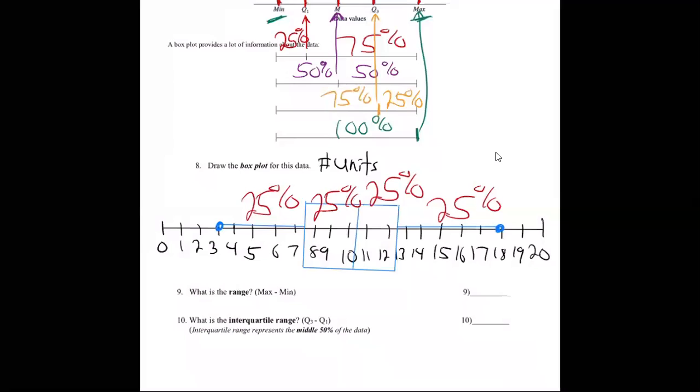Okay, is this making sense then? So this box plot breaks the data into 4 equal sections, meaning there's the same number of you guys in every section. The same number of people are taking between 3 and 7.5 units as are taking between 7.5 and 10.5. They're different widths, but it's capturing the same number of people. 25% of the class in each section.